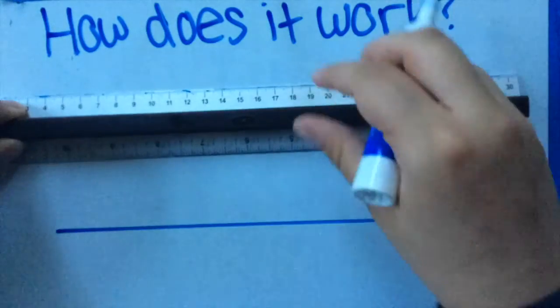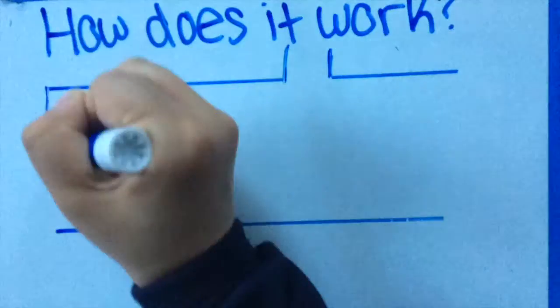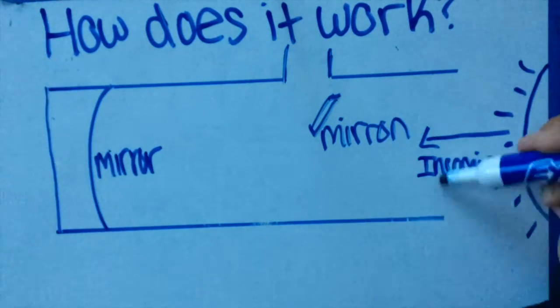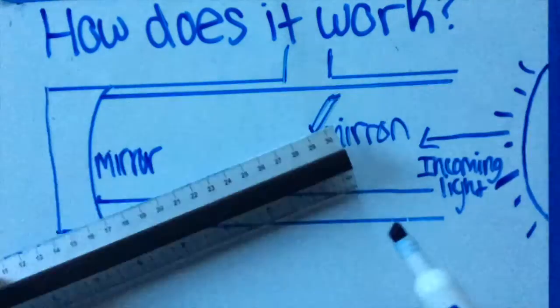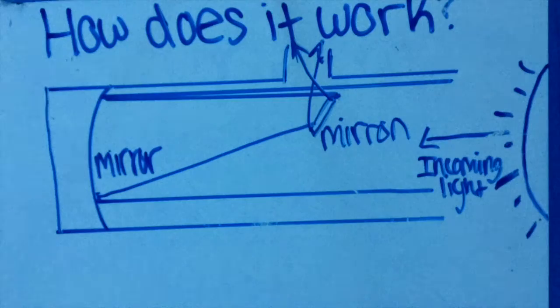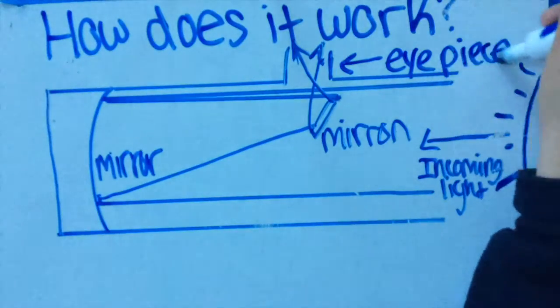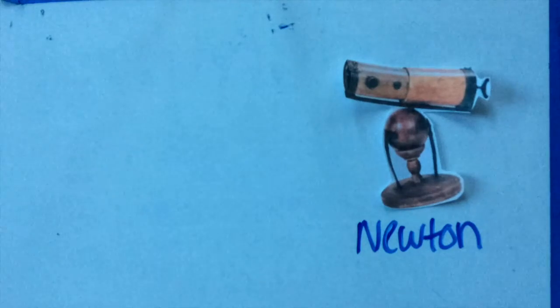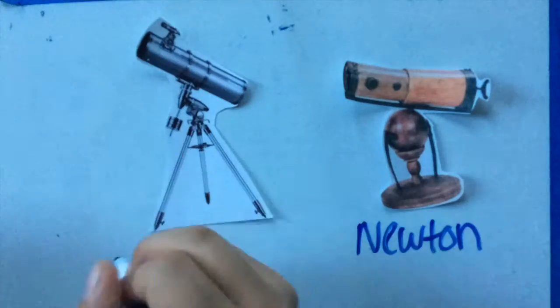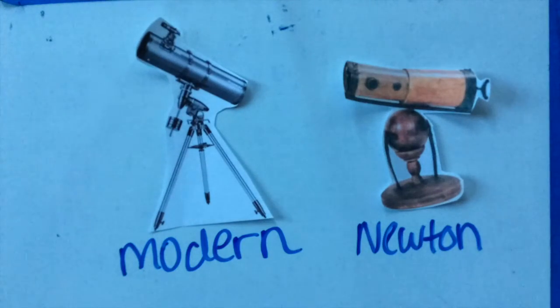But how does it work? Light from the object being viewed is collected by the concave primary mirror and reflected into a smaller secondary mirror, sometimes called the flat. The flat is inclined at 45 degrees to the axis of the telescope and reflects light to an eye lens, which forms an image. Here again is a picture of Newton's telescope. You can see that it was very small at first and has a sliding design so that you can focus the mirrors. And then here is a modern interpretation.